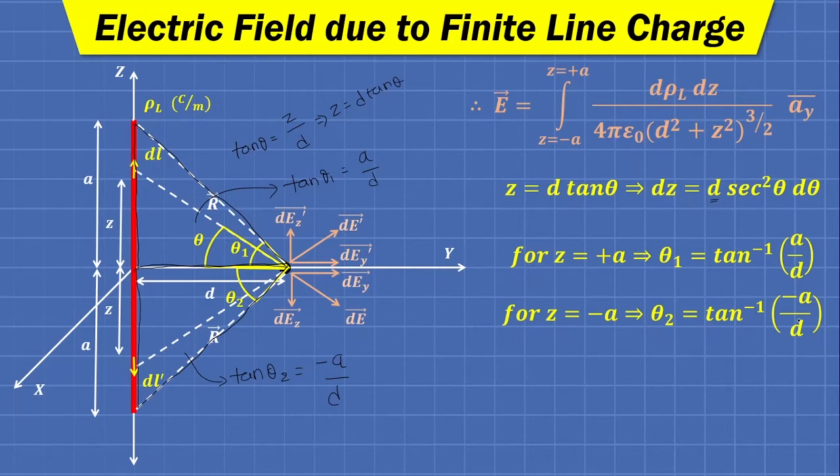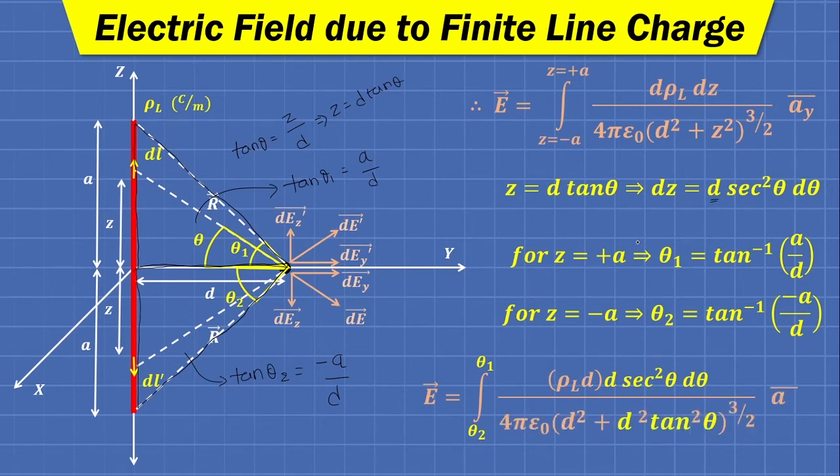So putting all these values, z equals d tan theta, dz equals d sec square theta d theta, and the limits from minus a to plus a we will take as theta 2 to theta 1. We will have an equation that E bar equals the integration from theta 2 to theta 1 of rho L d, then in place of dz we put d sec square theta d theta, whole divided by 4 pi epsilon 0 into the bracket d square plus, in place of z square we will write d square tan square theta, raised to 3 by 2.